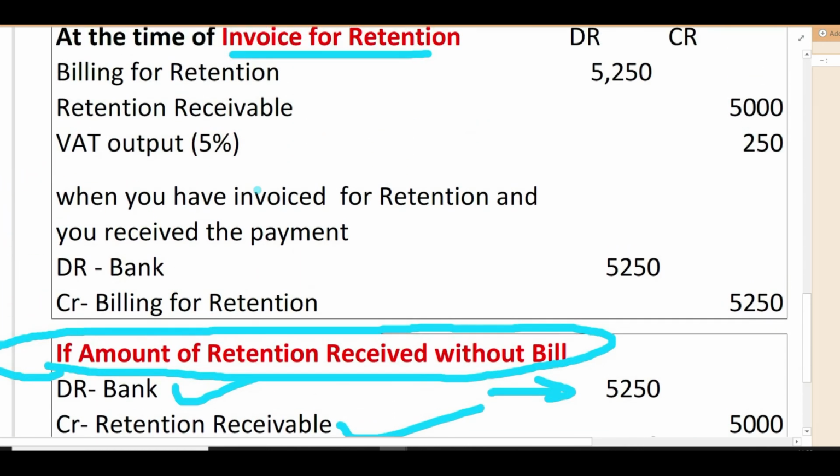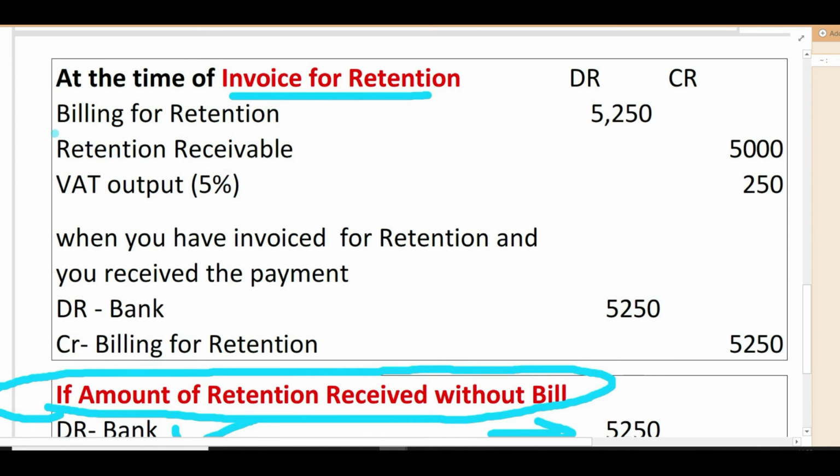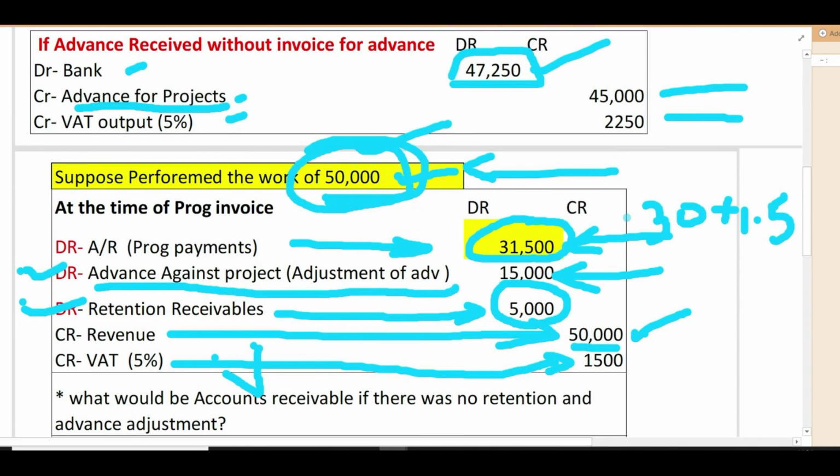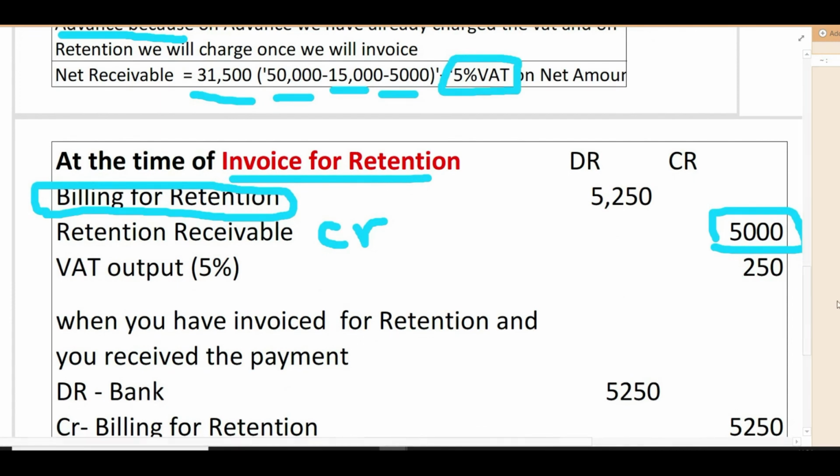But if you have to make the invoice, then I will suggest you create an intermediary account such as billing for retention or invoice for retention. So what you will do, let's understand from the credit side. You will credit 5,000. What is this 5,000? This is your retention receivable. You have to remove that, as this is the time for invoicing them. So it is credited. And what else will be credited?